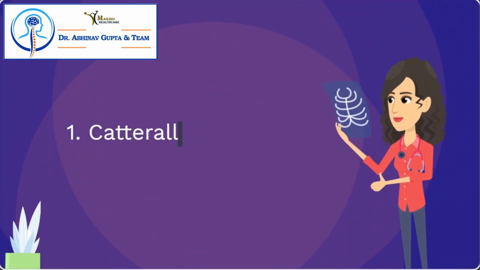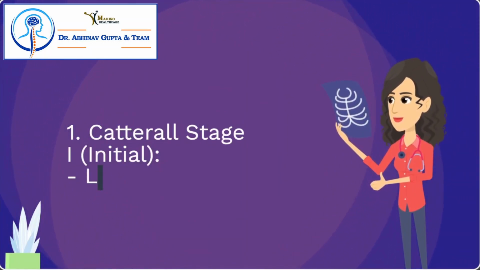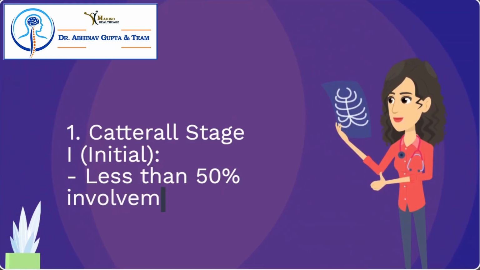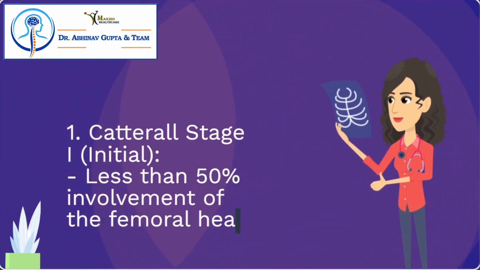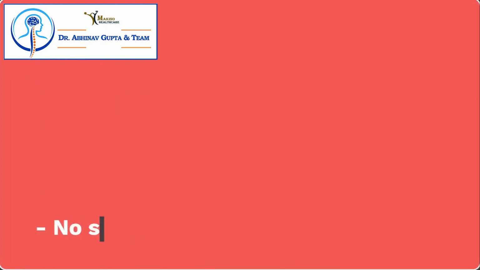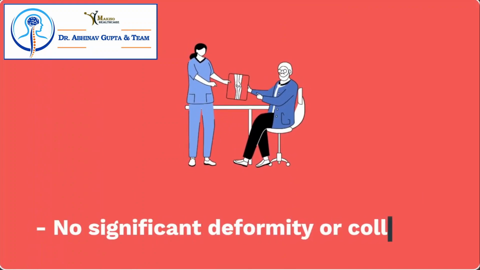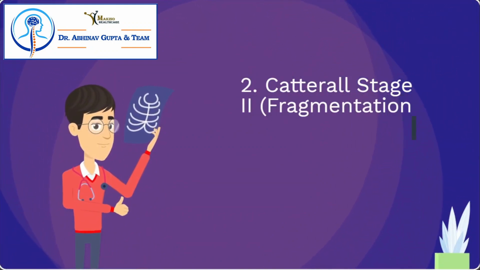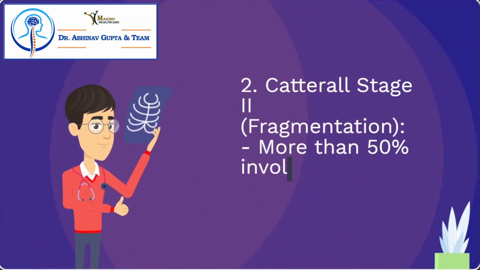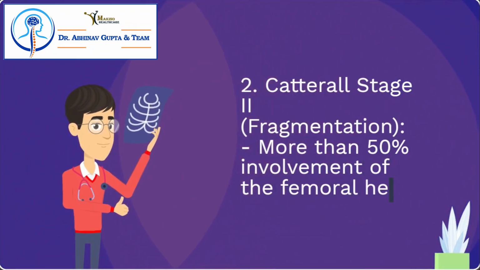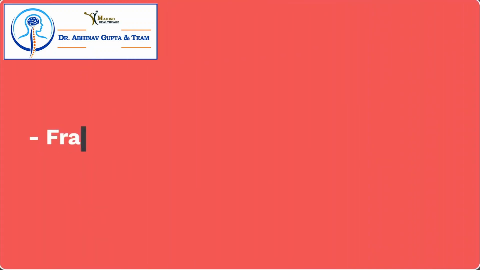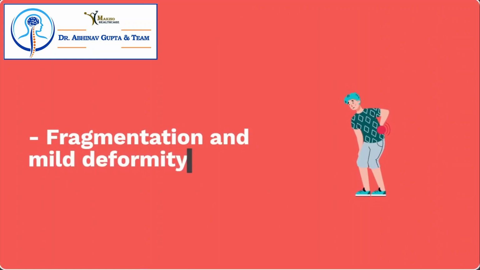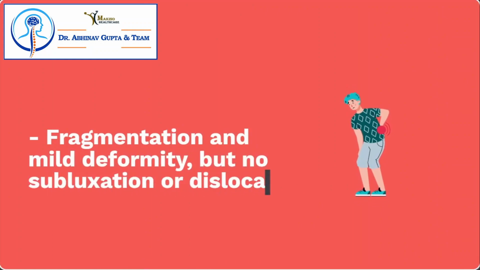1. Catterall Stage 1, initial. Less than 50% involvement of the femoral head. No significant deformity or collapse. 2. Catterall Stage 2, fragmentation. More than 50% involvement of the femoral head. Fragmentation and mild deformity, but no subluxation or dislocation.